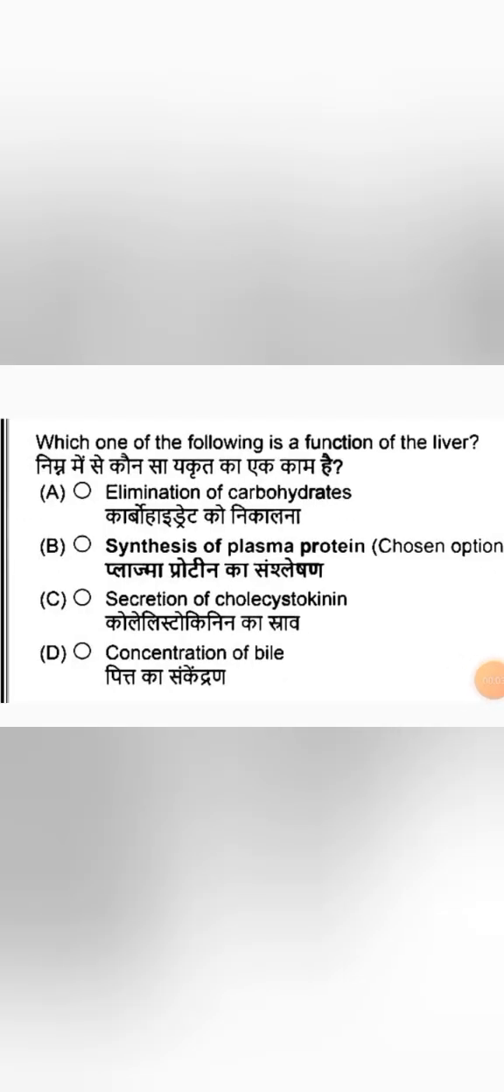And the first question, which one of the following is a function of liver? Options. Option A, synthesis of carbohydrate. Option B, synthesis of plasma protein. Option C, secretion of cholecystokinin. Option D, concentration of bile. Among these options, the correct answer is synthesis of plasma protein. Option B is the correct answer.